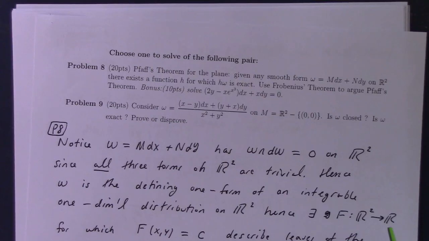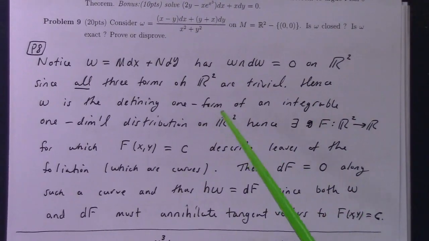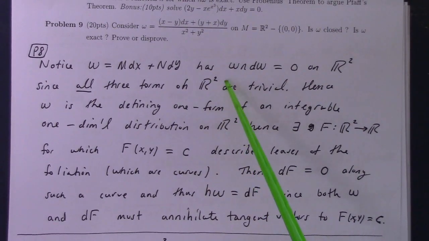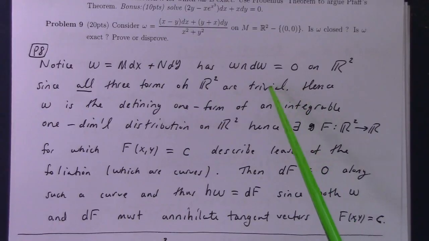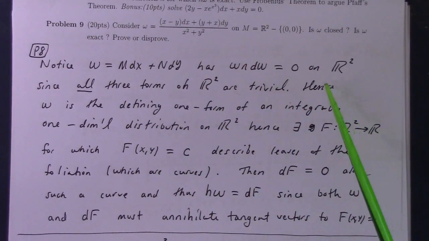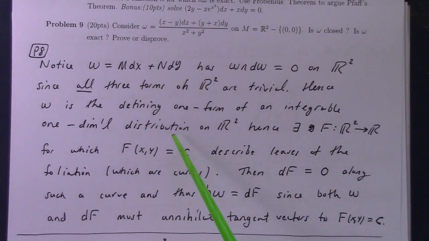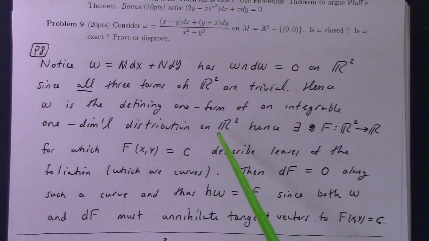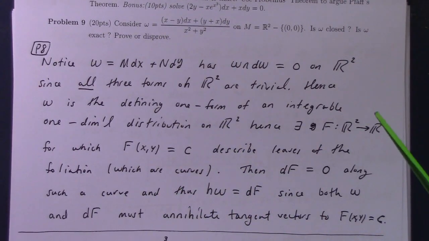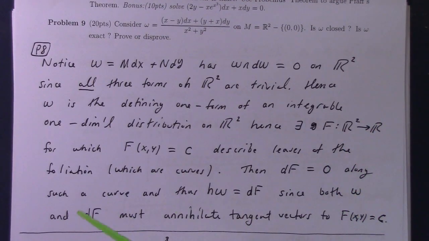Problem 8 and 9, here we have problem 8 solution. If you look at omega as m dx plus n dy, omega wedge omega is 0, so that's automatically true because every 3-form on R2 is 0. And as such, that means that one form satisfies the necessary condition for omega to be the defining one form of a distribution of codimension 1, which happens to be a set of curves, a foliation of the plane by curves here.